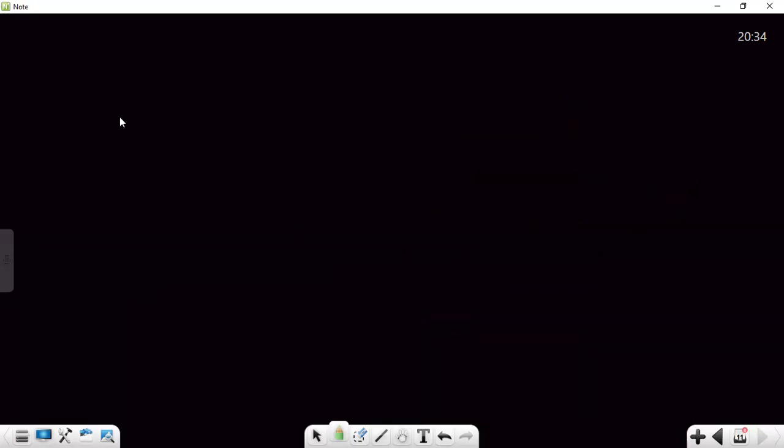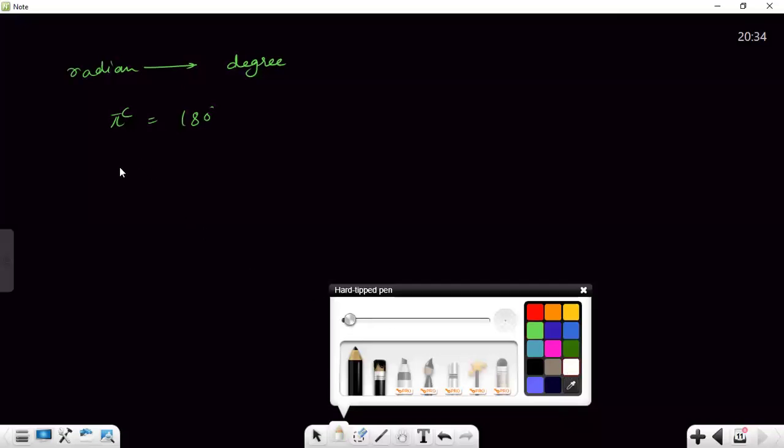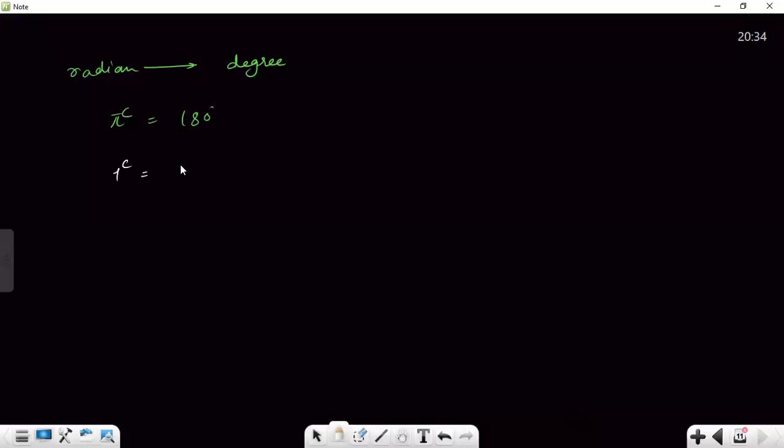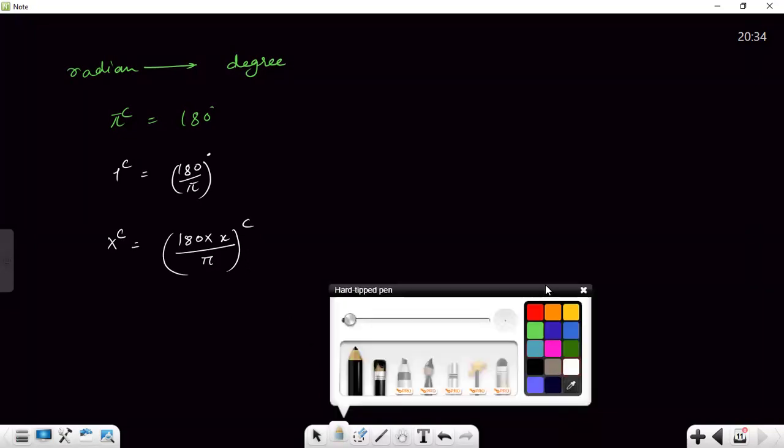Let's now discuss the conversion of radian to degree. We know pi radian is equal to 180 degrees. Let's divide both sides by pi: 1 radian is equal to 180 by pi degrees. So if you have any radian value, just multiply it by 180 and divide it by pi, and that will be the degrees. Let's take an example.